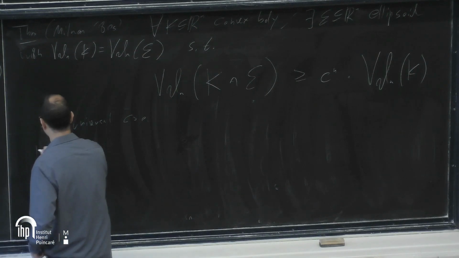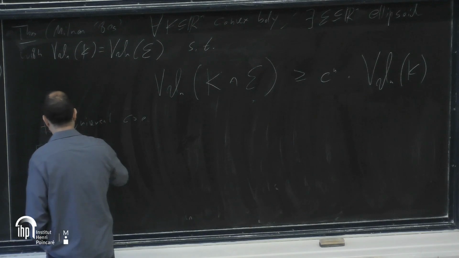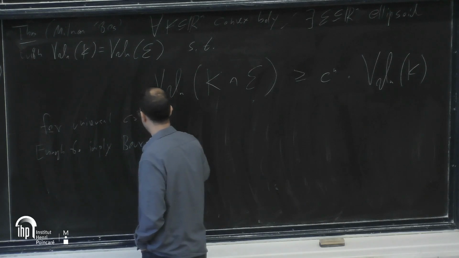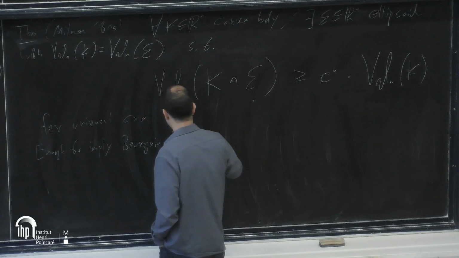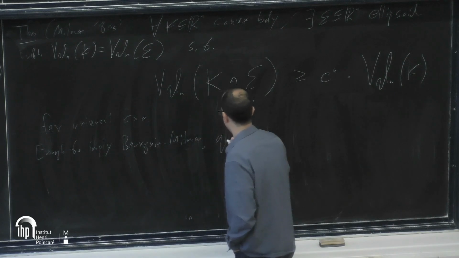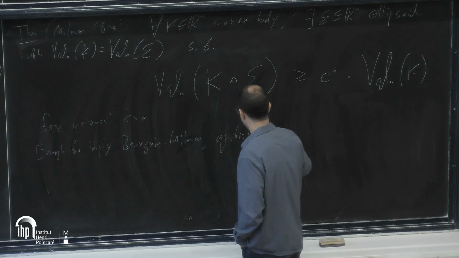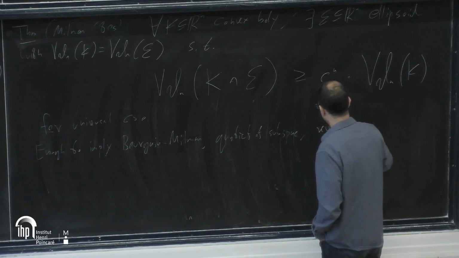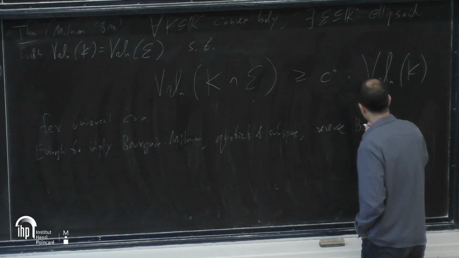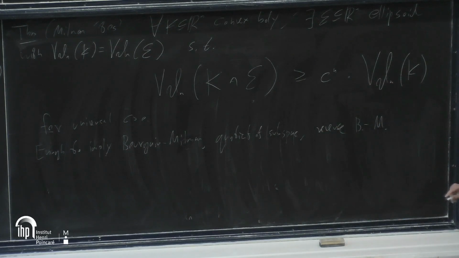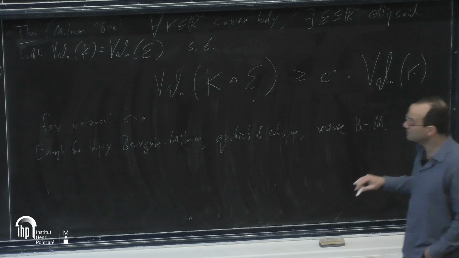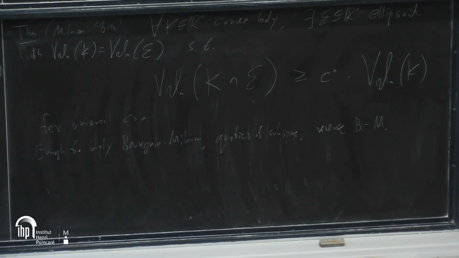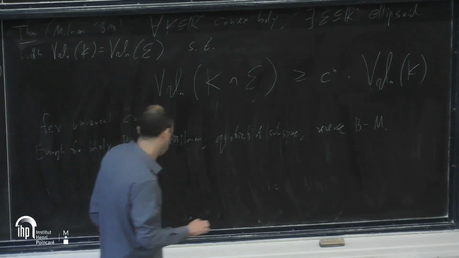So this is enough to prove, for example, Bourgain and Milman, or the quotient of subspace theorem, or reverse Brunn-Minkowski, or some other things. So there is some theory around this Milman ellipsoid, which is very nice. And in some sense, the slicing problem is a refined conjecture of this theory of the Milman ellipsoid.